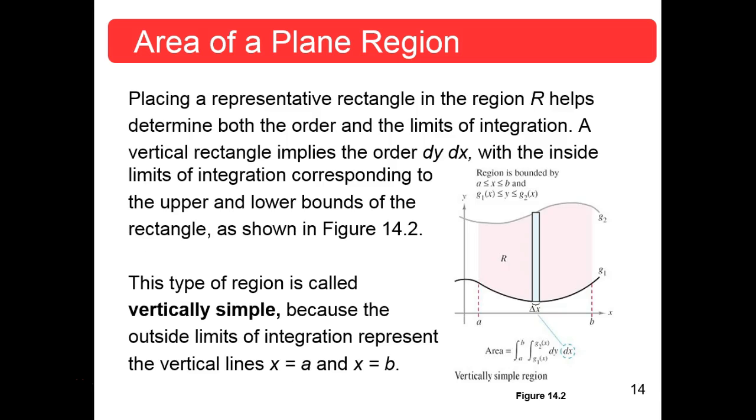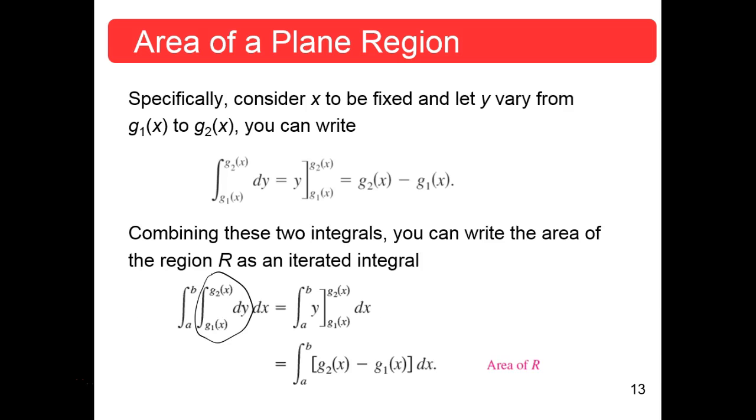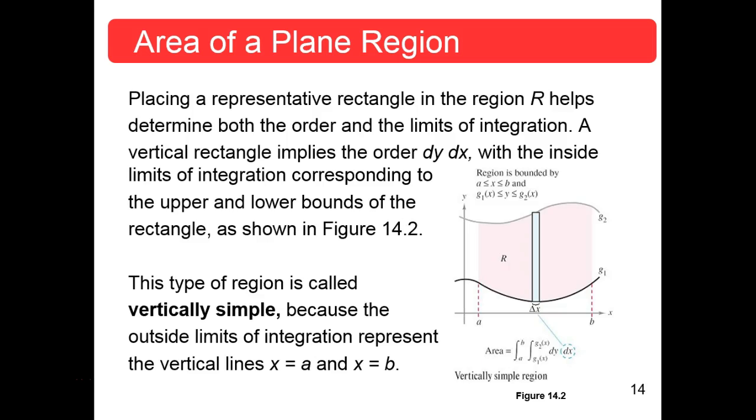All right, now placing a representative rectangle in the region R helps determine both the order and the limits of integration. A vertical rectangle implies the order dy then dx, with the inside limits of integration corresponding to the upper and lower bounds of the rectangle, as shown in this figure here. Okay, same thing we've done. Not too sure what the difference from the last slide was. It's very similar. Now, this type of region is called vertically simple, because the outside limits of integration represent the lines x equals A and x equals B.